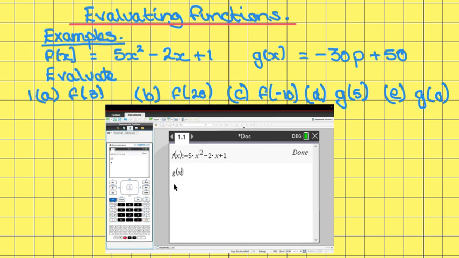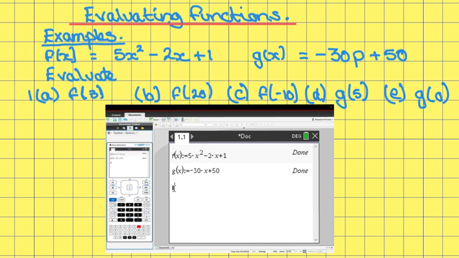Now let's define our second one as g(x). Make sure you're outside the bracket, control. Now type it in, so negative 30x plus 50. Hit enter. So that is also defined. Now we can answer the questions.